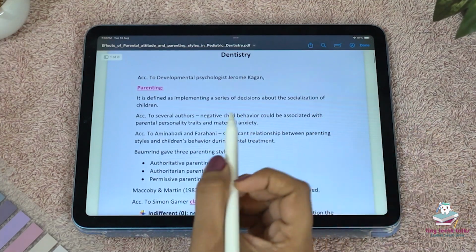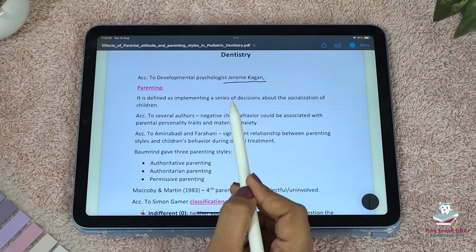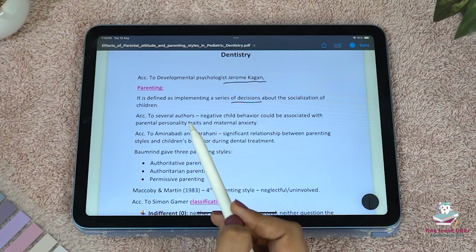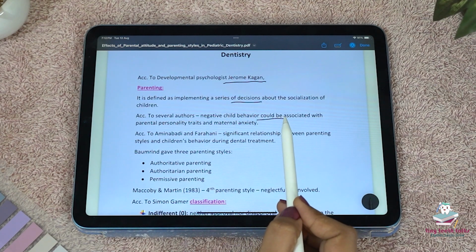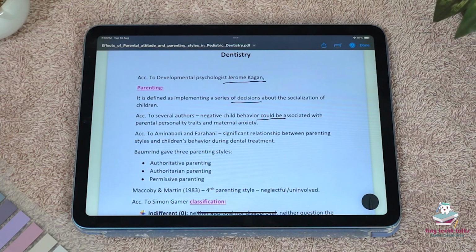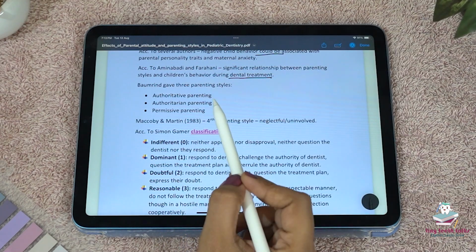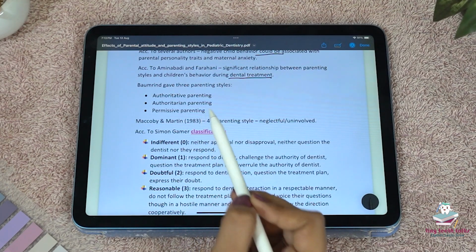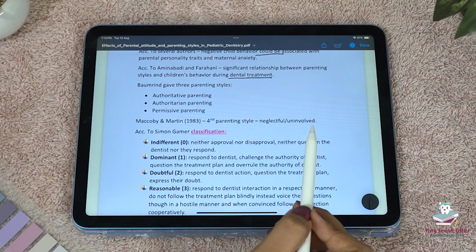So, according to the developmental psychologist Jerome Kagan, parenting is defined as implementing a series of decisions about the socialization of children to guide the children's social development. According to several authors, negative child behavior could be associated with parental personality traits and maternal anxiety, as I already mentioned. According to Aminabadi and Farahani, there is a significant relationship between parenting styles and children's behavior during dental treatment. Baumrind gave three parenting styles: authoritative, authoritarian, and permissive parenting. Maccoby and Martin in 1983 added a fourth parenting style, which is neglectful or uninvolved.